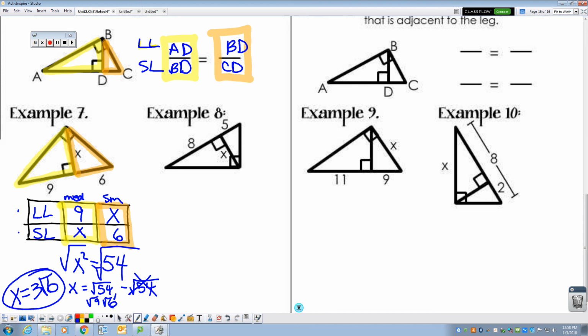For my missing piece. Example 8 is a similar question. I'm going to skip that one. The notes are posted online. Feel free to check it out and try that one on your own.